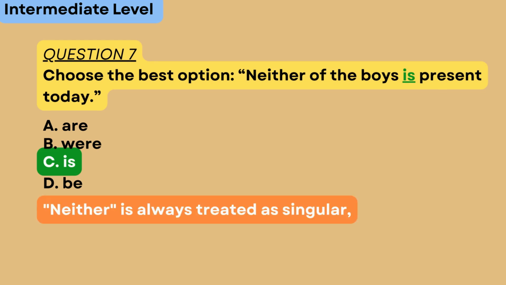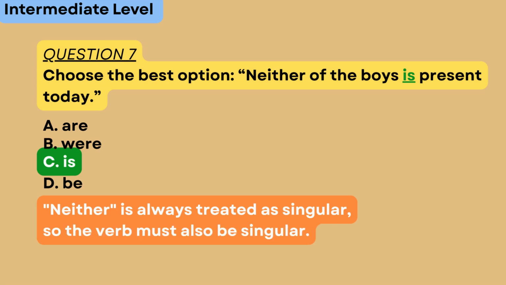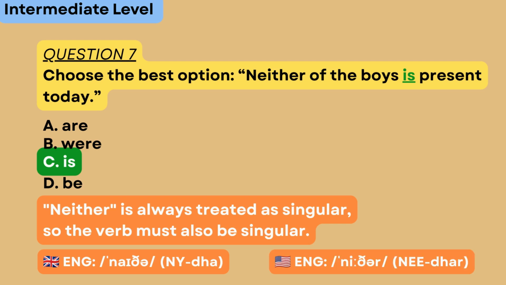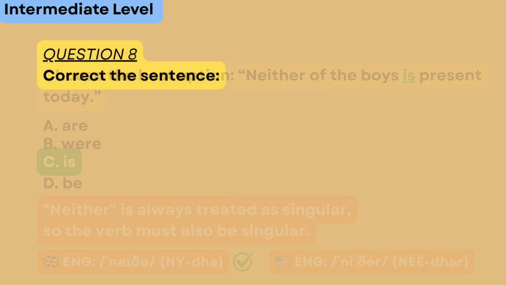Neither is always treated as singular, so the verb must also be singular. Neither is. Some people pronounce it like neither and neither. So both are correct. It's up to you which pronunciation you prefer.